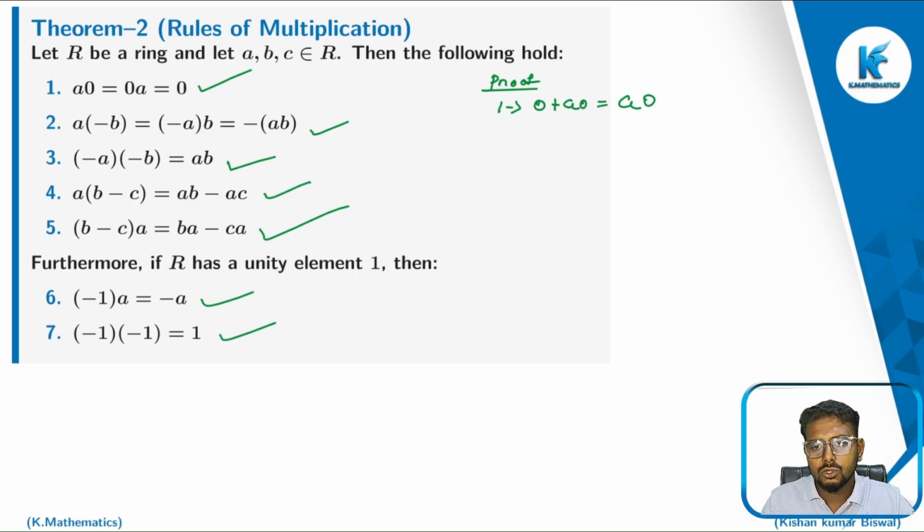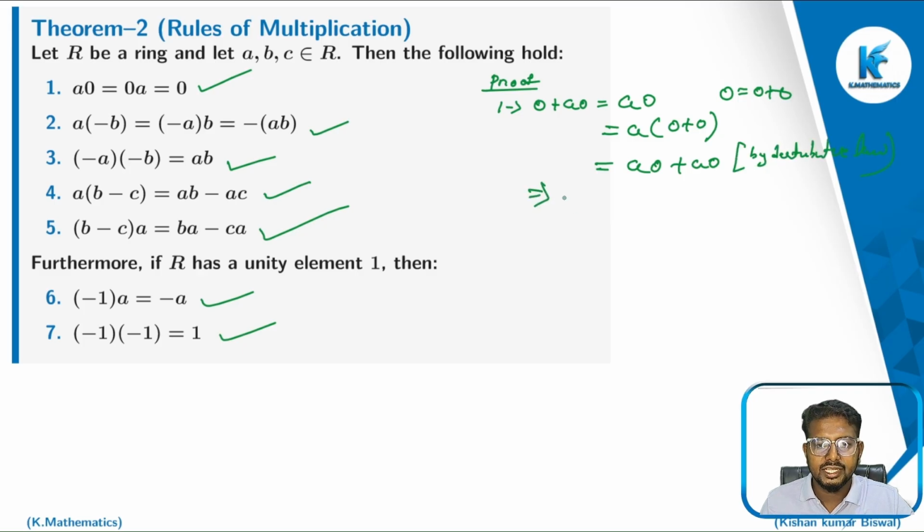तो यहाँ पर देखो, to prove the first property we can write 0 plus a into 0 equal to a into 0, क्योंकि यहाँ पर 0 जो होता है ये additive identity होता है. So this is equal to a into 0 plus 0, क्योंकि हम 0 को ऐसे लिख सकते हैं 0 plus 0. So this is equal to a into 0 plus a into 0 by distributive property of ring.